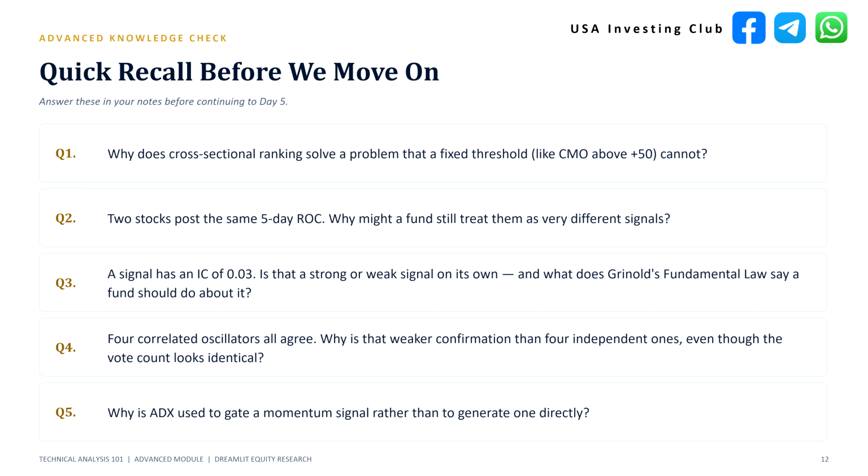Question 1. Why does cross-sectional ranking solve a problem that a fixed threshold, like CMO above positive 50, cannot? Question 2. 2 stocks post the exact same 5-day ROC. Why might a fund still treat them as very different signals? Question 3. A signal has an IC of 0.03. Is that a strong or a weak signal on its own? And what does Grinold's fundamental law say a fund should actually do about it?